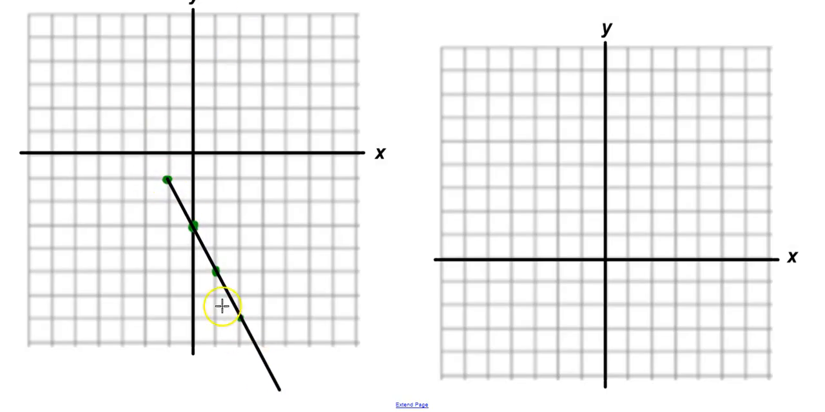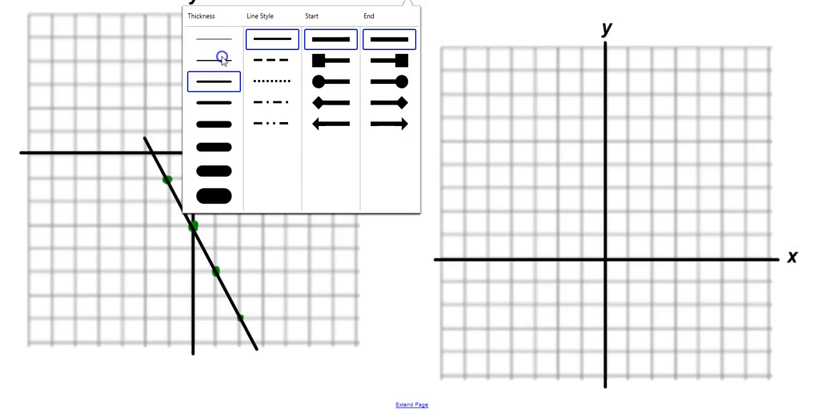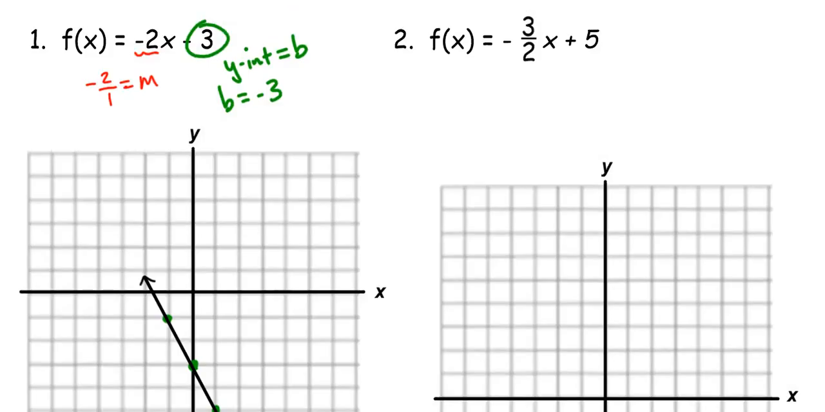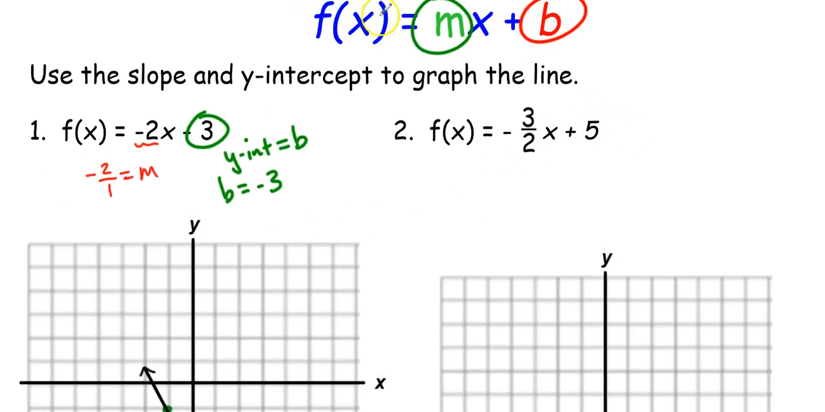And our line's going to look something like this. And we know that lines continue on forever, so we should have little arrows on each end of it. So it looks something like this. There's my line. Okay, so quickly, over here, let's go ahead and identify the slope.